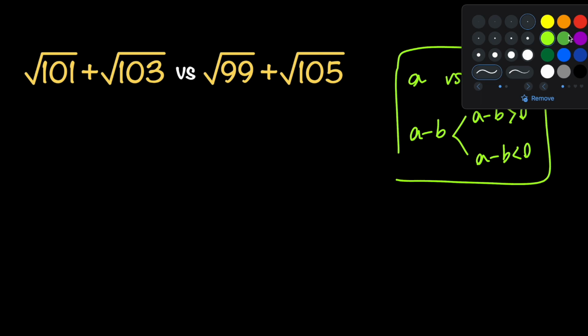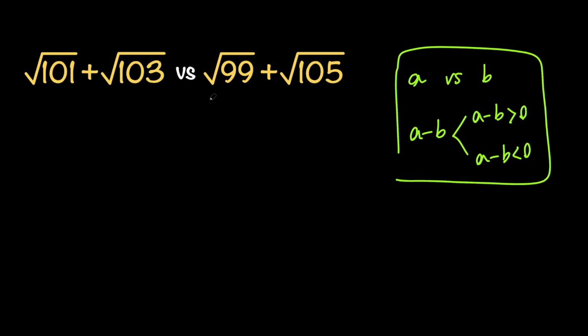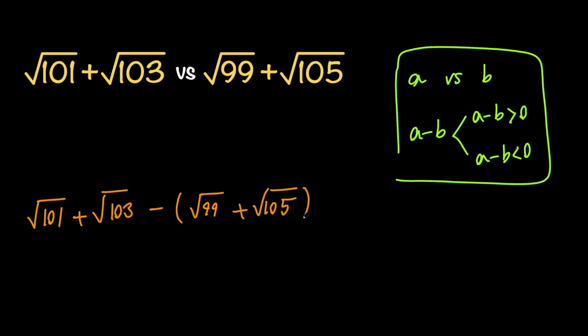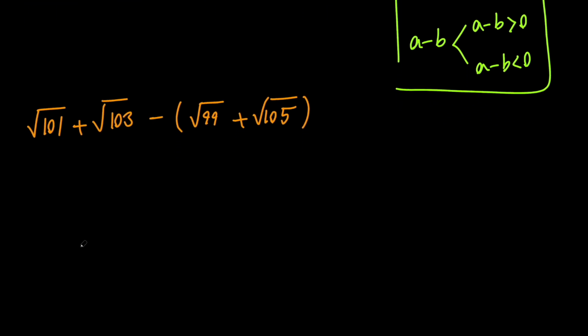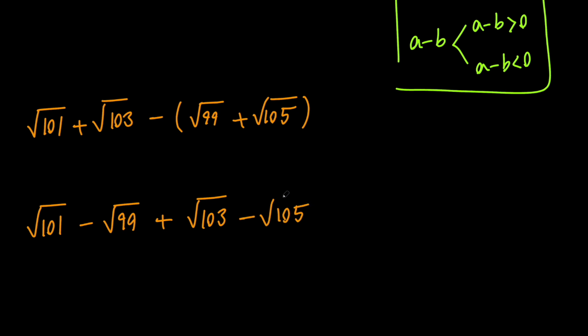To do that, I'm going to subtract the second one from the first one. So we have the square root of 101 plus the square root of 103 minus the quantity, the square root of 99 plus the square root of 105. So we have the square root of 101 minus the square root of 99 plus the square root of 103 minus the square root of 105.